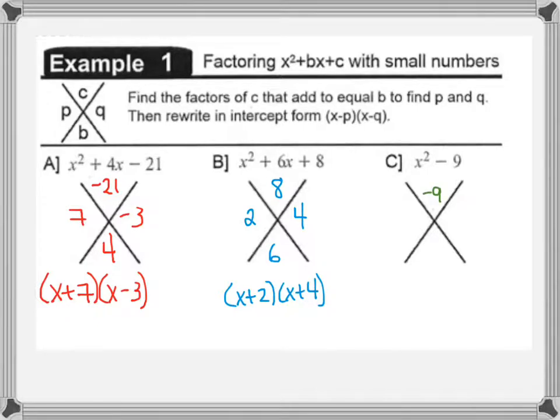So negative 9 is my c term. It goes at the top. I don't have an x term, a linear term, so b is 0. And I need two numbers that multiply to negative 9 but add to 0. Negative 3, positive 3. So I can write my factors as x minus 3 times x plus 3. So that is the x method.